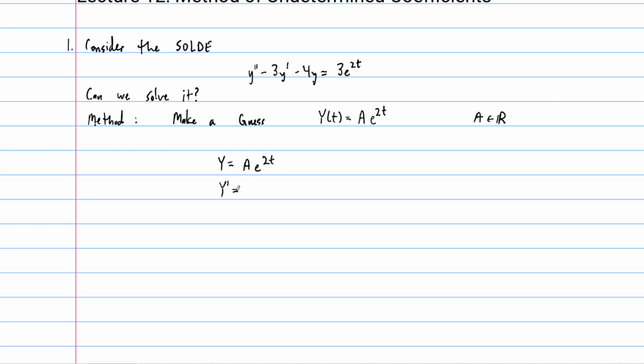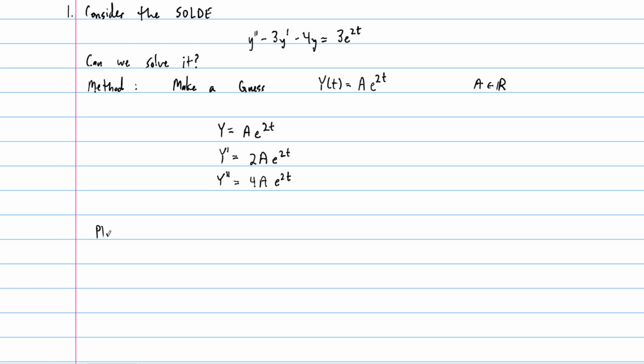Then we need to take derivatives. So the first derivative is 2a e to the 2t, and the second derivative is then going to be 4a e to the 2t. And now once we have these, we want to plug these into the equation, and then we'll be able to determine, hopefully, a value for a. I'm going to write it symbolically first. Y double prime minus 3 times y prime minus 4 times y.